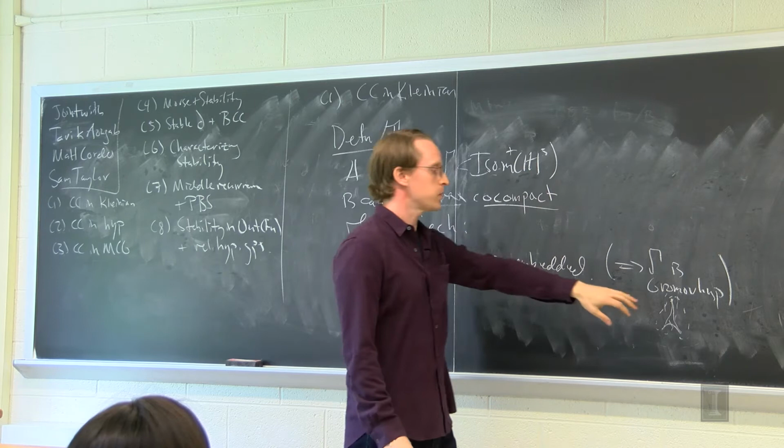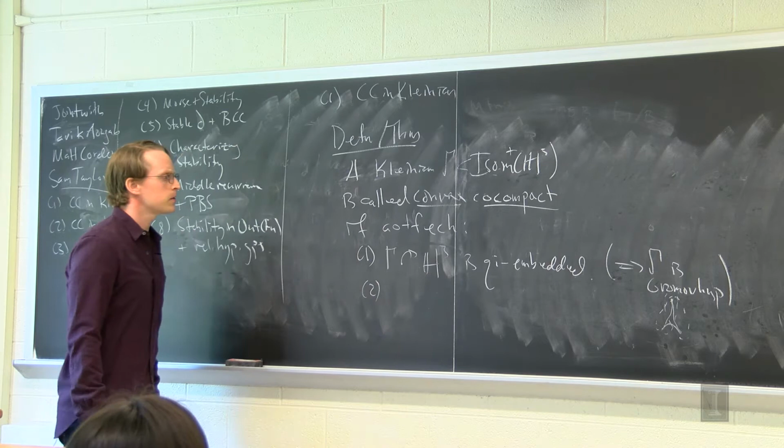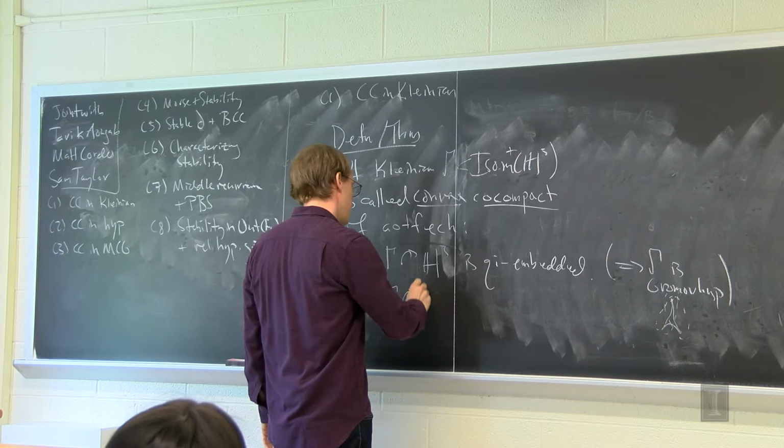Okay. So the first condition is that we have this QI embedding. And the second condition is that any orbit is quasi-convex.